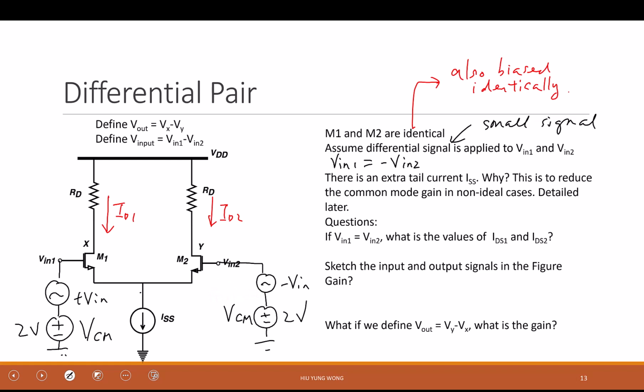This is confusing. I'm saying the DC plus AC are the same, or in other words, V in 1 equals to V in 2 equal to 0. This is for AC. Okay, so I have no signal, right? So all of you are correct. You are also correct. You just say the KCL. So first I know that ID1 equal to ID2. And I also know ID1 plus ID2 equals to ISS. Based on this, what is ID1 and ID2 in terms of ISS?